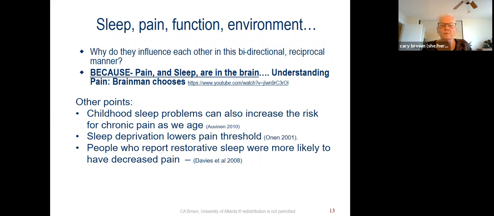A lot of times sleep problems don't just emerge out of the blue. We have what's considered to be an epidemic. The World Health Organization calls it an epidemic of sleep deficiency in North America. And that means that it's not something that's just new. It's something that is across the lifespan. And what we're seeing is a lot more children now with sleep problems.